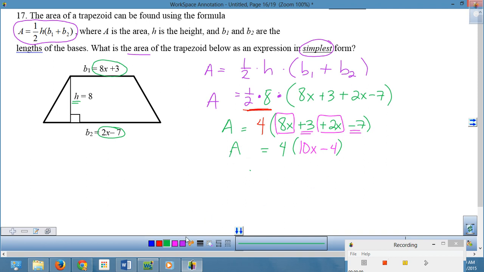Okay. So now we need to do the distributive property with this. 4 times 10x is 40x, and then 4 times negative 4 is negative 16, and so our answer, or the area, is 40x minus 16.